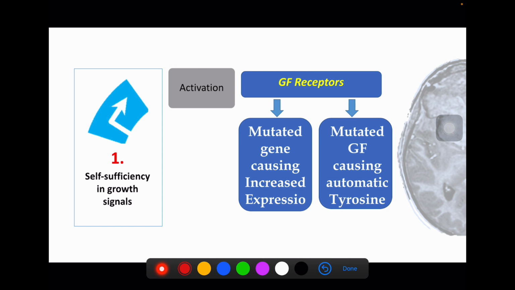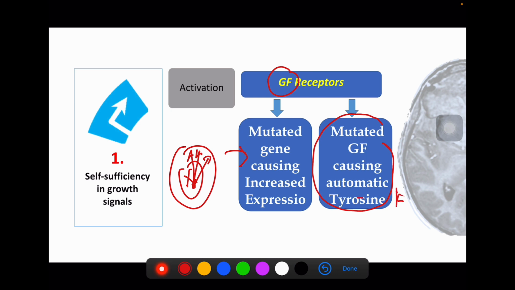factor receptors activation, the problem is either a mutated gene causing increased expression of the growth factor receptor. The gene in the cell, there's the nucleus, there's chromosomes. The gene is mutated, so what they do is they produce a lot of receptors. And a mutated growth factor receptor that causes automatic tyrosine kinase activation. What does tyrosine kinase activation mean? Tyrosine kinase activation always means there is proliferation. So that's important, right?